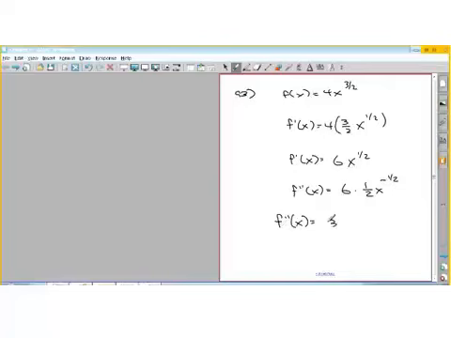6 divided by 2 is 3. I'm going to change this to 1 over the square root of x. How did that happen? Well, I can move that to the denominator. So it'll be 1 over x to the 1/2, and x to the 1/2 is the square root. So ultimately, the final nicest looking answer is 3 divided by the square root of x.